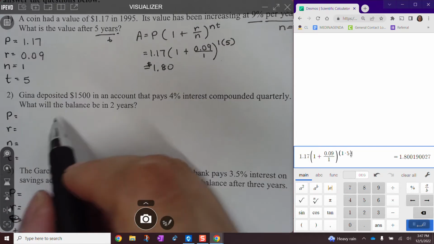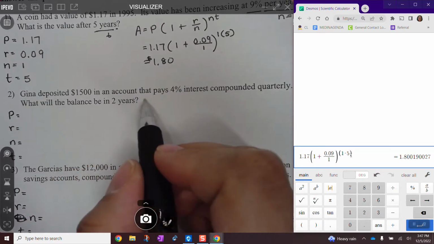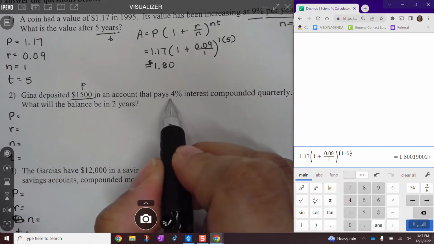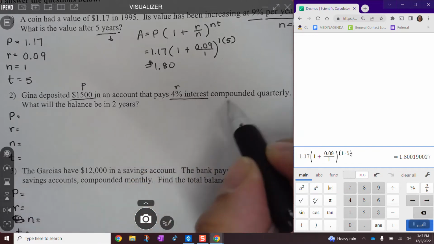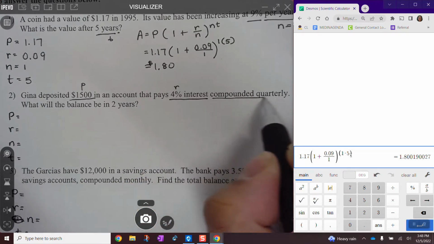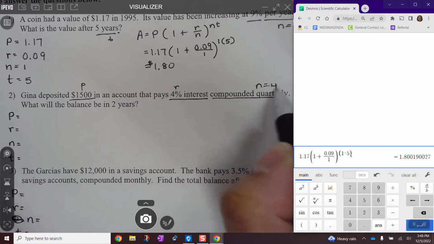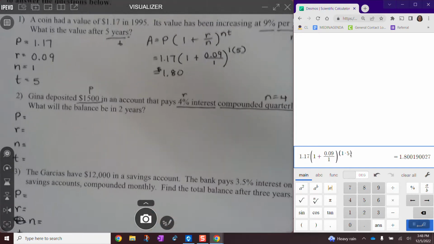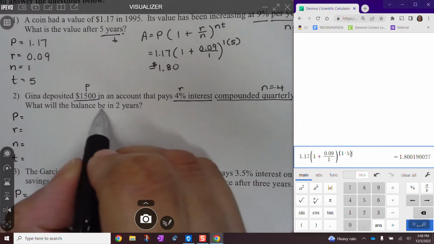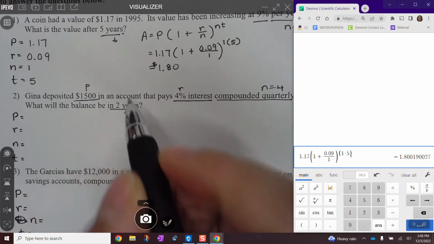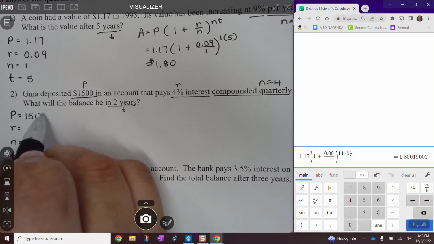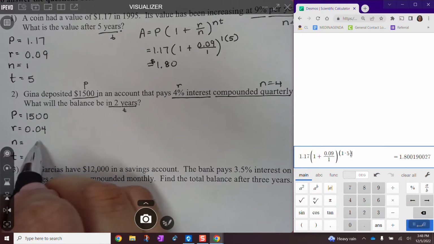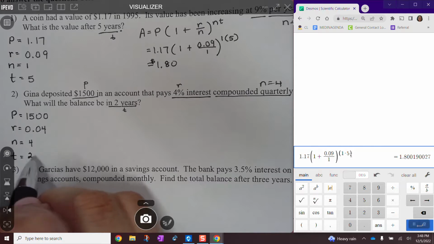All right. Gina deposited $1,500 in an account that pays, right? So this is the principal, that pays 4% interest. That's the rate, compounded quarterly. Quarterly means that N equals 4. Remember up here, N equals 4 for quarterly. And what will be the balance in 2 years? That's the T. So P is 1,500, R is 0.04 in decimal form, N is 4, and T is 2.